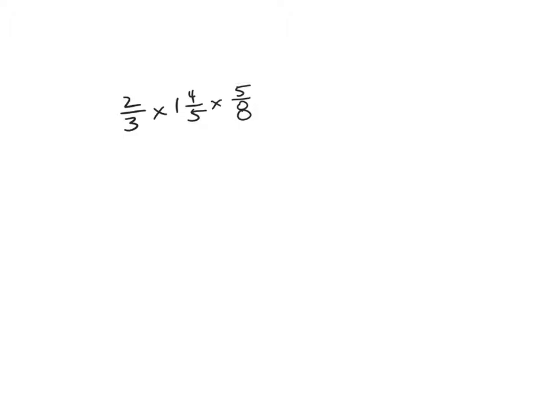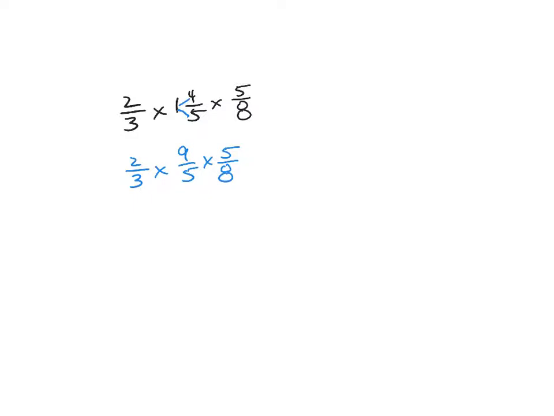At times, you might have to multiply by more than two numbers. Here's an example: 2/3 times 1 4/5 times 5/8. The very first thing I'm going to do is make sure that everything is written as fractions. So the first fraction stays the same, 2/3. The second one is actually a mixed number right now, so I need to change that into a fraction. 5 times 1 is 5, plus 4 is 9, so that's the same thing as 9/5. And then the third number is already a fraction, 5/8.